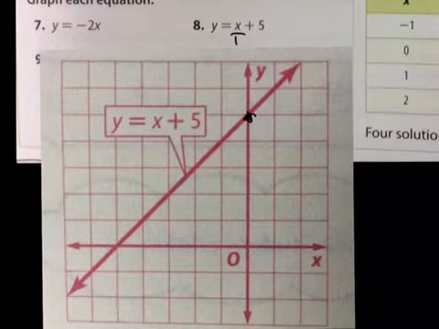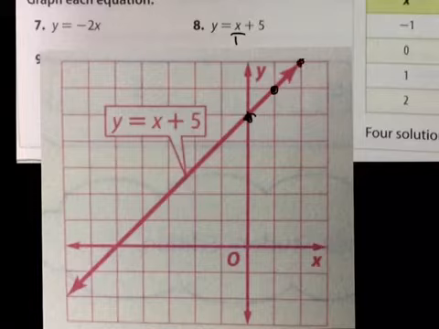We're not starting 1 over 1. No, we're not doing that. We're actually starting at the 5, our y-intercept. So we have to count 5, and then from the 5, we count rise over run. Rise 1, run 1. Rise 1, run 1. So those are our first 2 coordinates.